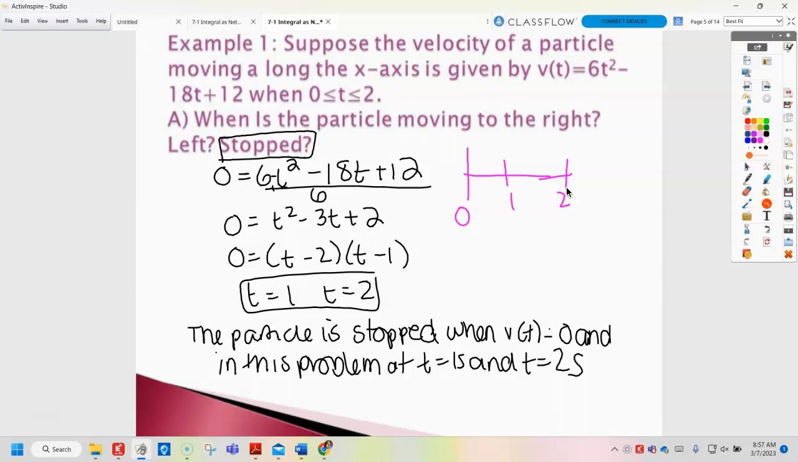So we're going to plug in 0.5 or 1/2. You can plug that value into factored form because, again, all I care about is the sign. So 1/2 minus 2 is negative. 1/2 minus 1 is negative. A negative times a negative is positive. Therefore, this particle is moving to the right from 0 to 1.